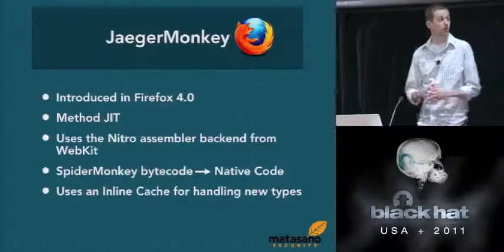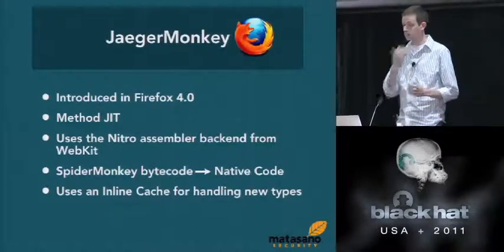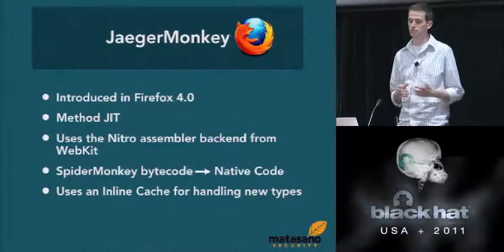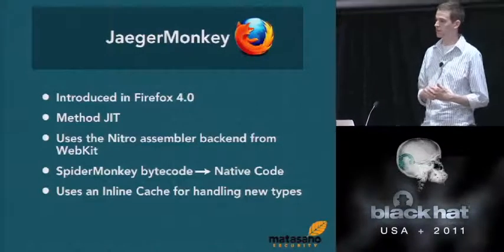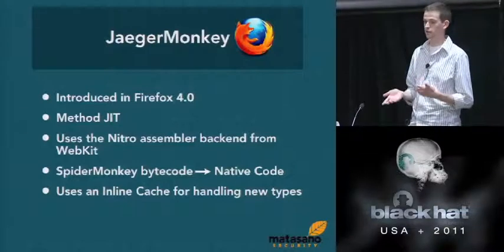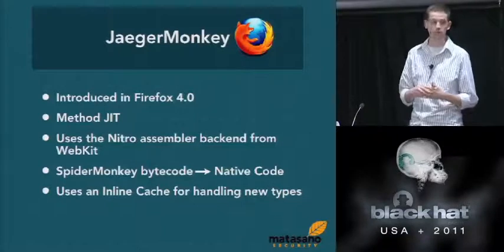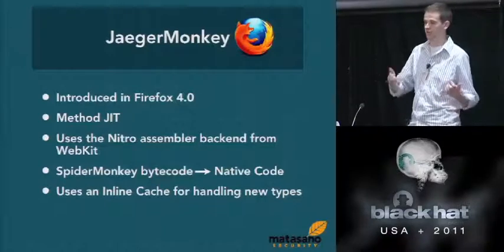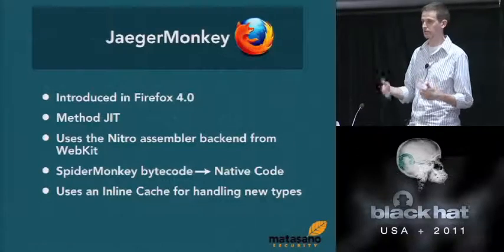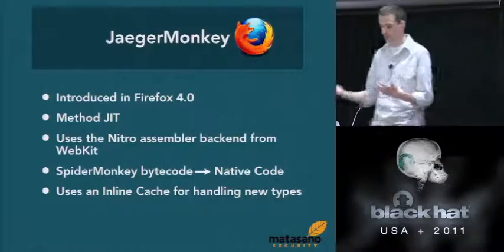So I said before, Firefox has a JIT engine called TraceMonkey. They also have a second JIT engine called JagerMonkey. This is a brand new JIT engine. It was just introduced in Firefox 4.0 just a couple of months ago, and it's a method JIT. Firefox has borrowed the Nitro assembler from the WebKit project, as it's analogous to the NanoJIT engine in TraceMonkey. And what it does is it takes the SpiderMonkey bytecode and produces native code during runtime.